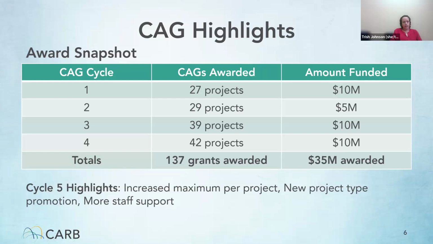The table on this slide shows the number of community air grant awards and funding to date. With the fourth cycle, $35 million has been awarded to 69 community-based organizations and 8 California Native American tribes. The total funding amount available and the maximum award amount per project has varied in cycles. For Cycle 5, CARB is increasing the maximum award amount compared to previous cycles, promoting a new project type, and increasing staff support during project implementation.